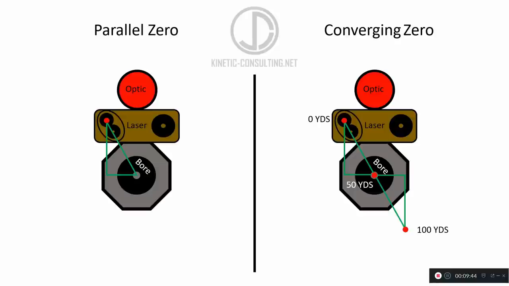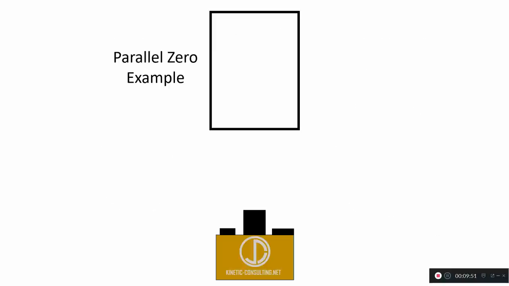Now, to further my point in understanding the parallel and converging zero, I've created a graphic that has animation. All right. Now, as you can see, parallel zero. As an example, we're not talking about yardage, we're not talking about distance, we're not talking about any of that stuff.